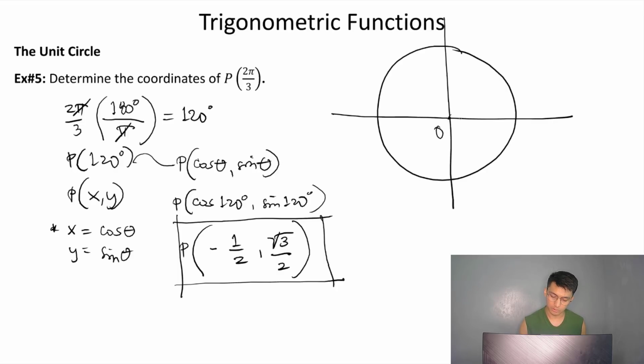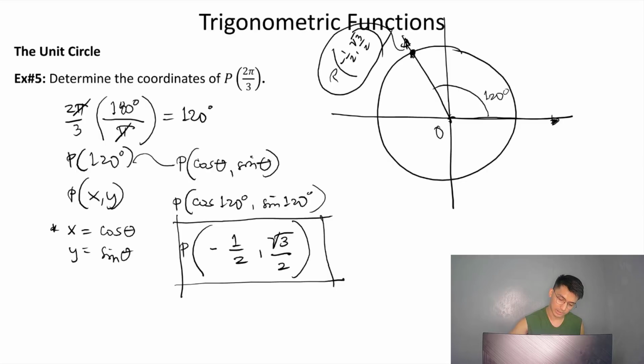This is the center O. This is the initial side of the angle. And so, mag-rotate tayo counterclockwise hanggang dito, assuming ito ang ating 120 degrees. And ito, this is the P. Ito yung coordinates na hinahanap natin: negative 1/2, square root of 3 over 2. Ito po yan. Ayan yung ating coordinate.